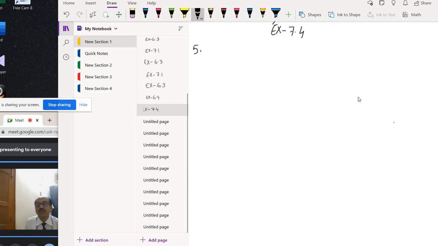Good morning. Chapter Permutations and Combinations. Exercise 7.4, question number 5.